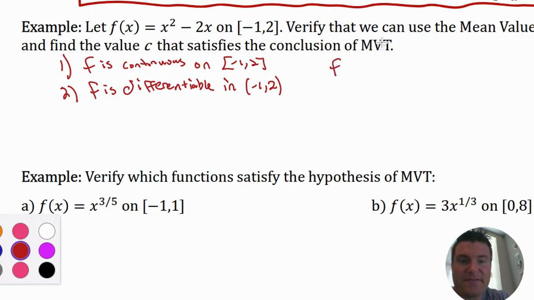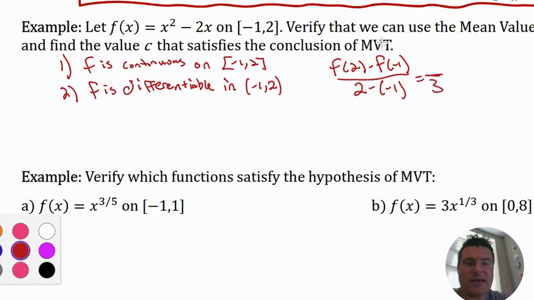Let's find f of 2 minus f of -1, all over 2 minus -1. That's going to give me a 3 on the bottom here. f of 2 is going to be 4, and f of -1 is going to be 0... 4 minus 4, all over 1 plus 2, so 3. This is going to equal -1.